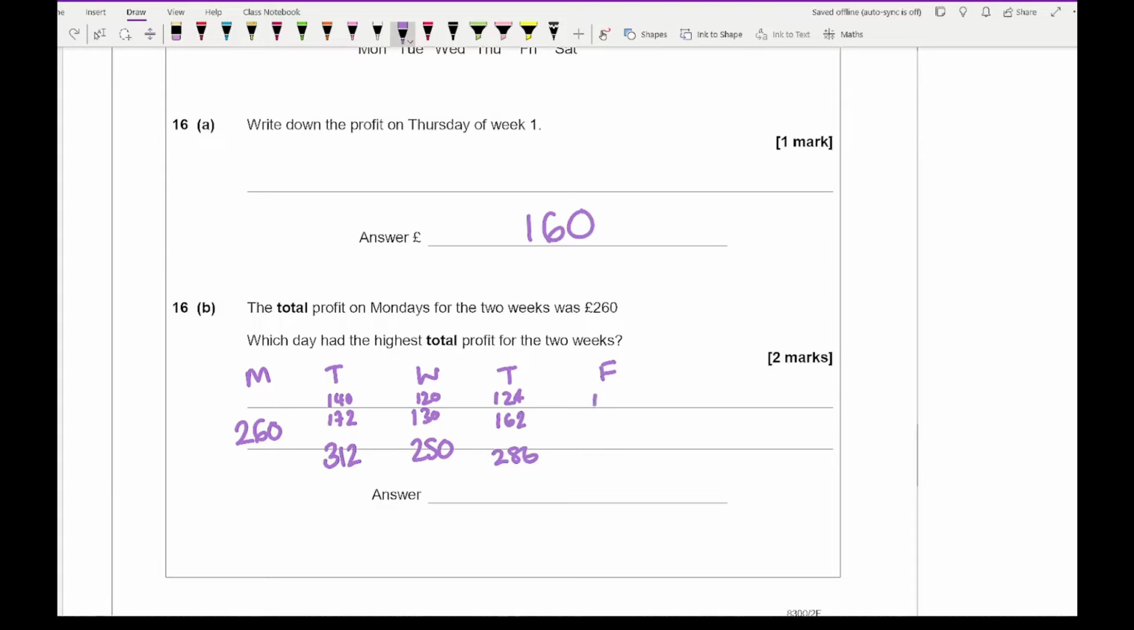For Friday, it's 140 and 200, which is 340. And for Saturday, it's 172 and 180, with a total of 351. So which is the day which had the highest total profit in those 2 weeks? Well, it's going to be Saturday.